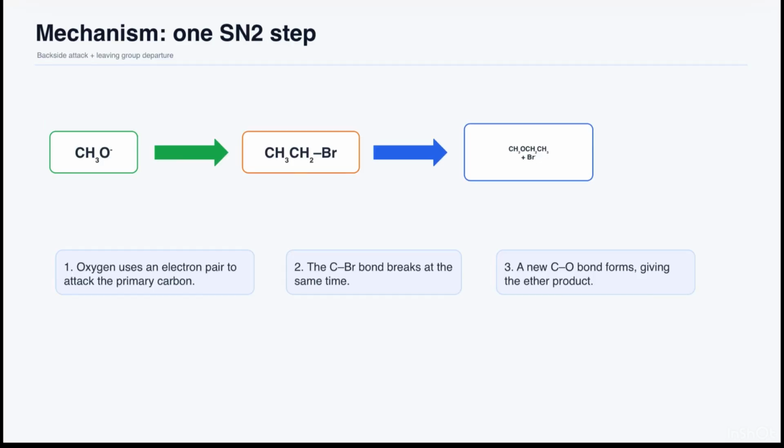The mechanism is SN2, meaning it happens in one step. In the example shown here, methoxide attacks bromoethane. The oxygen uses an electron pair to attack the carbon attached to the bromine. At the same time, the carbon-bromine bond breaks. The bromine leaves, meaning the final product is methyl ethyl ether. The important thing to remember is the new carbon-oxygen bond forms as the leaving group leaves.